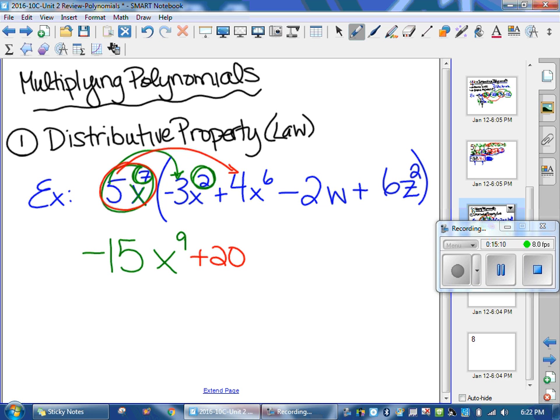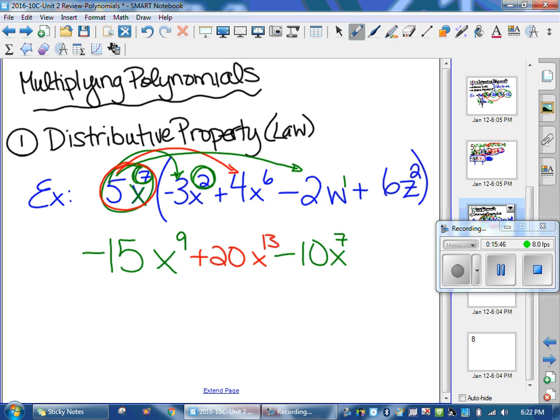The next one down the line, I've got a negative 2w. So the 5 is going to multiply by the negative 2 to give us a negative 10. But now I've got two different variables. They are different, so you cannot add their exponents. Yes, the w has a hidden 1, but you're not going to write x8w. All you do is you take the two variables and you sit them side by side beside your 10. And yes, they usually go alphabetical. So x7 would come first, and then w with his hidden 1 next.